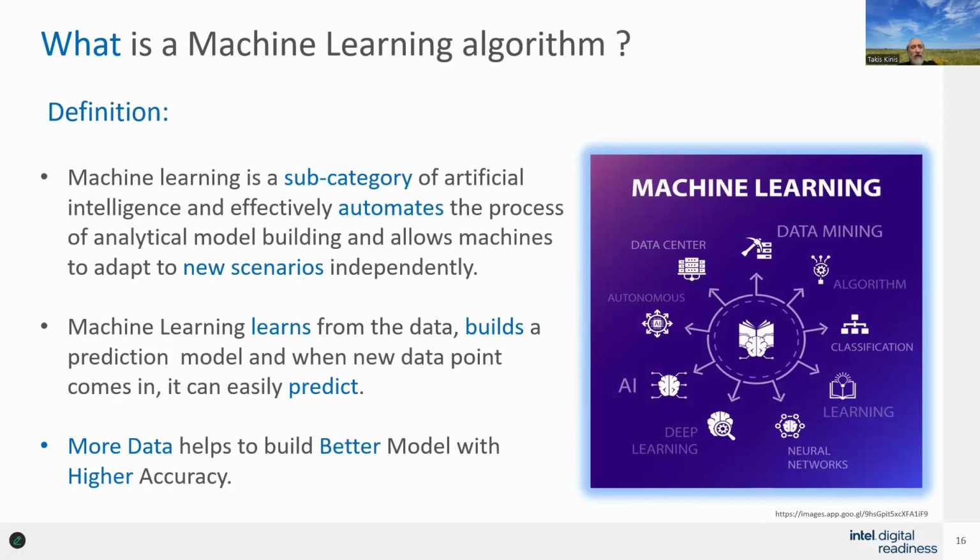All right. So what is then technically a machine learning algorithm? It says it's a subcategory of artificial intelligence, and it effectively automates the process of analytical model building and allows machines to adapt to new scenarios independently. All right, so that's very, very wordy, but keep reading the bullets here. The machine learning learns from the data, builds a prediction model, and then when a new data point comes along, it can easily predict what category it falls into.